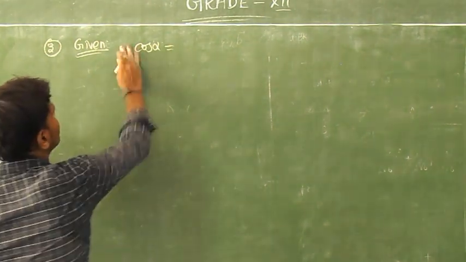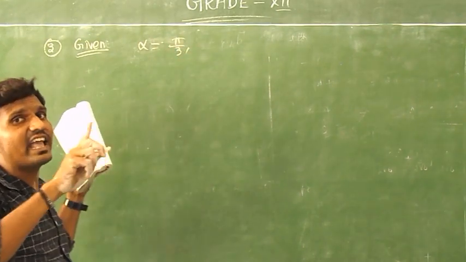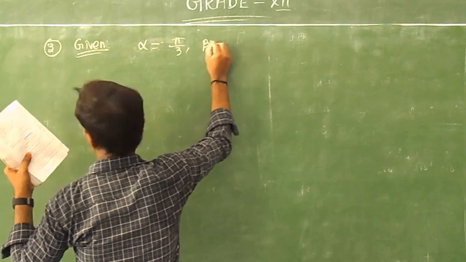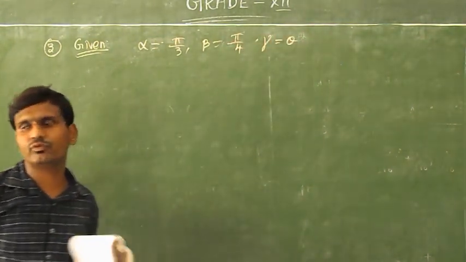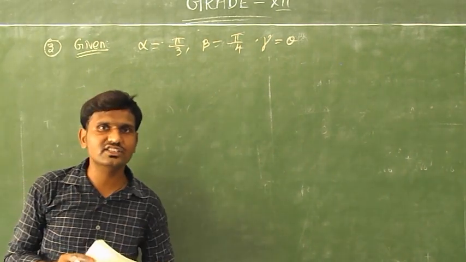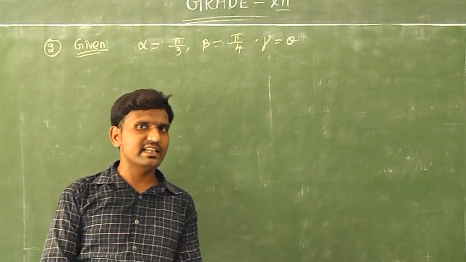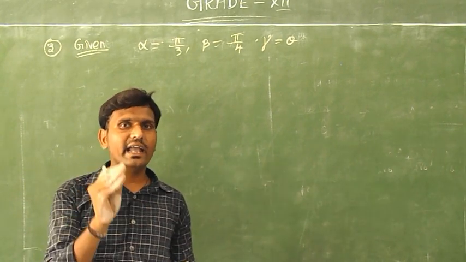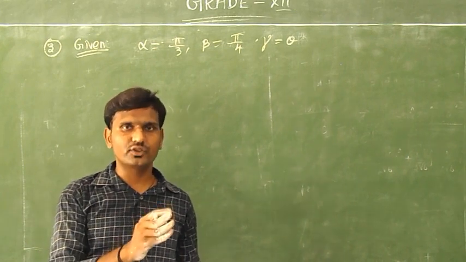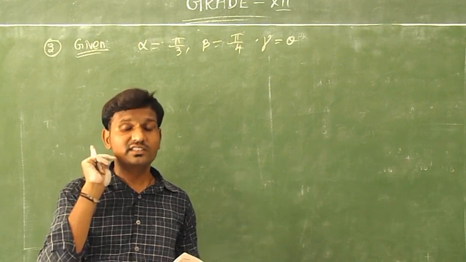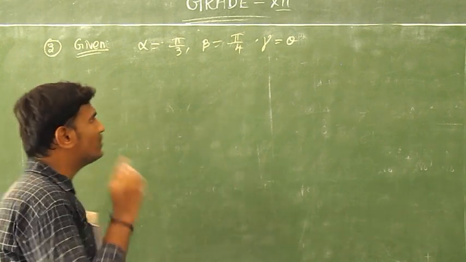Okay. So given alpha equal to pi by 3, because it makes an angle with the i vector, then beta is pi by 4 and gamma is equal to theta. So we know the direction cosine concept. When the three angles are given, how do we represent them with direction cosines? cos square alpha plus cos square beta plus cos square gamma is equal to 1. That is your direction cosine. So I am taking that formula.